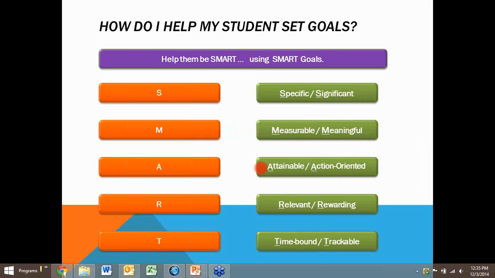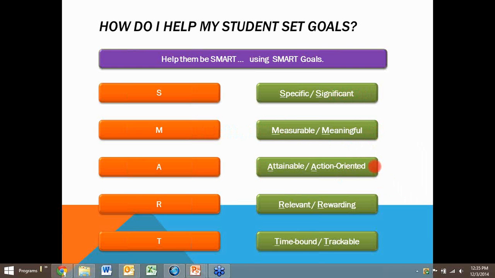When we're setting goals, it's great to work on improving ourselves or helping our students improve some particular aspect of their lives. But if you set the goal too high, a person could be discouraged from working on the goal very quickly. So attainable is about setting the goal at the right level of challenge.